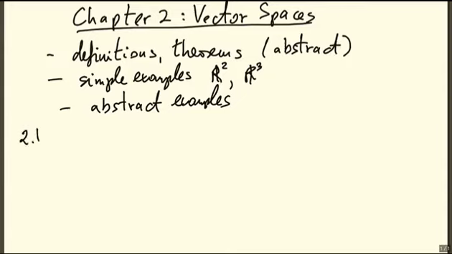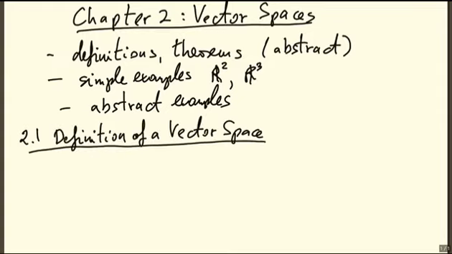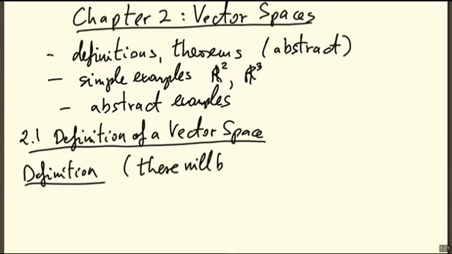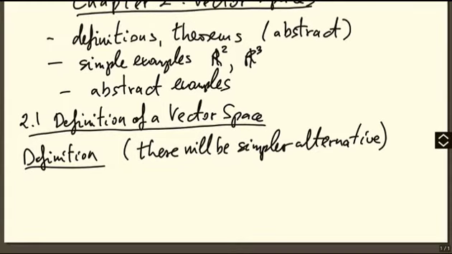Section 2.1 is about the definition of a vector space. So here is the definition. Let me mention right now that there will be a simpler alternative, but we do have to go through the rigorous definition.